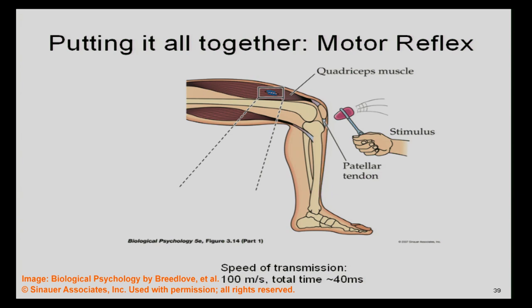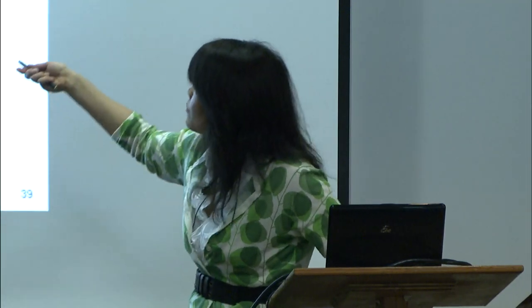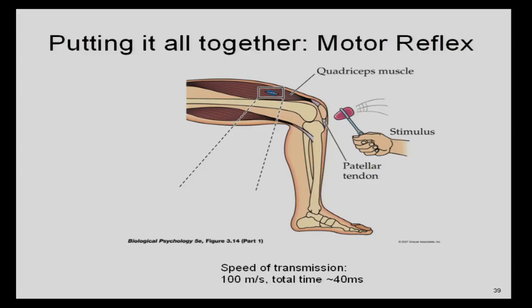And that can be summarized in one example, and that is the knee-jerk reflex. Everybody knows what the knee-jerk reflex is. You've all had it at the doctor's office. They bang your knee right there, and your foot comes up. And here is a very fast response. The speed of transmission in all of the axons involved in this response is 100 meters per second.